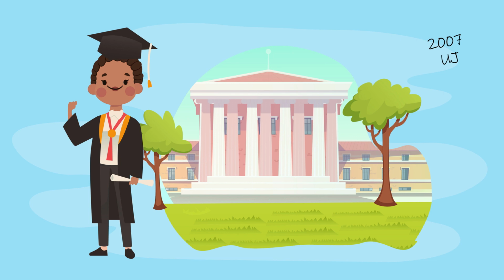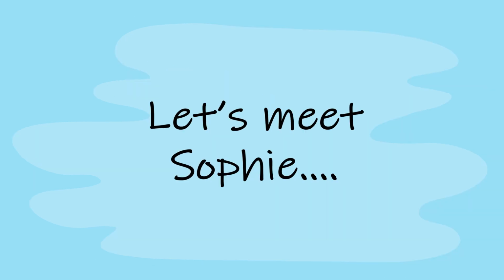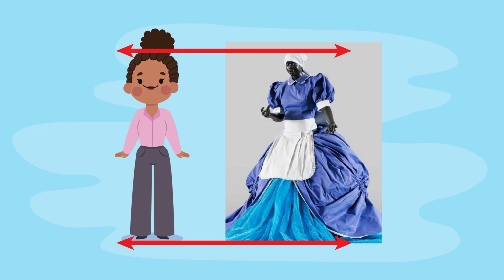Because of her mom being a domestic and her grandma and her great-grandma, she really wanted to pay homage to the life of a domestic worker. And she created an alter ego called Sophie. Sophie is a domestic. And she is a life-size replica of Marie Sibande's body.